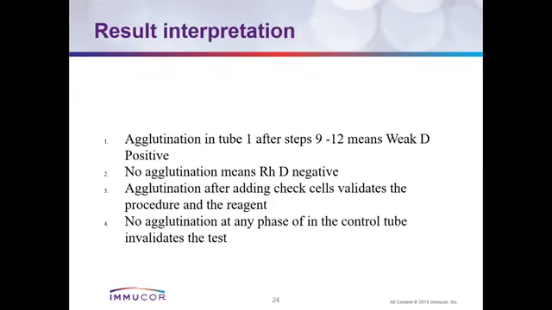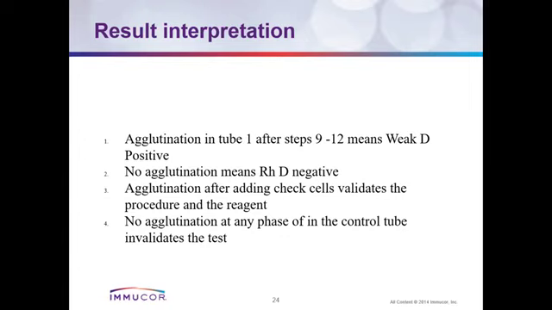Okay, so how do we interpret these results eventually? If there is agglutination in tube 1 after steps number 9 and 12, which is the addition of the anti-human globulin, it means weak D is positive. It is weak D positive. So it now deviates from your initial reporting where you said this was rhesus negative. But now, if after adding anti-human globulin it turns out to be positive, or there is agglutination, this is a weak D positive. If there is no agglutination, it means it is actually true rhesus D negative. So you comfortably report that as rhesus D negative.